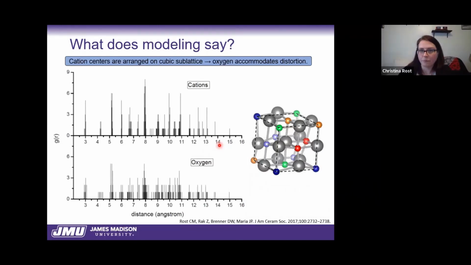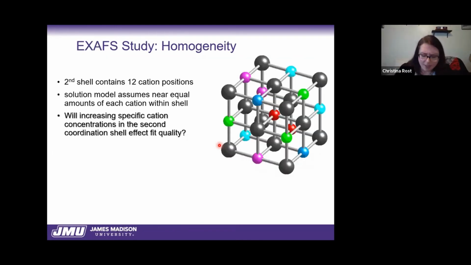So our perfect ideal crystal structure that we know and love really is a little bit of a hot mess. Okay. The second thing I wanted to do with EXAFS is to kind of confirm the hypothesis that we really do have a homogeneous solid solution across all length scales. The way I did this was, we know that the second shell contains 12 cation positions, and our solution model assumes near equal amounts of each cation in the shell. So the question that was asked was, will increasing the specific cation concentrations in this second shell affect the fit quality? And if it does, will it make the fit quality worse or better?